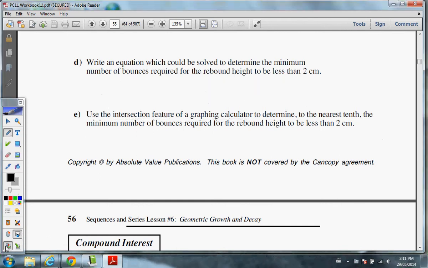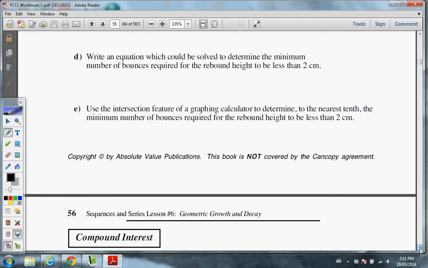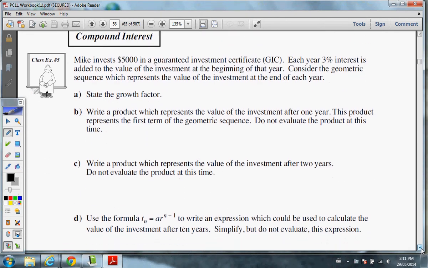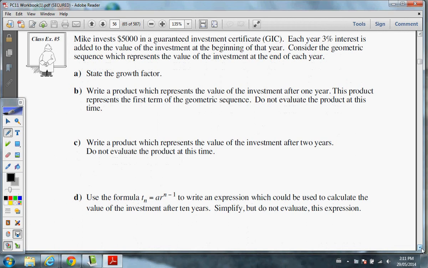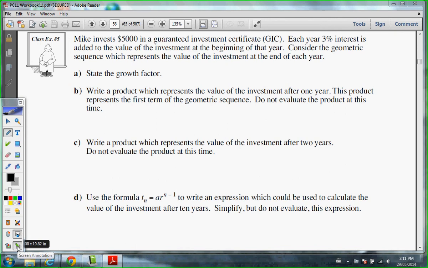Okay, now we're going to do the compound interest part. All right, so Mike invests $5,000 in a guaranteed investment certificate. Each year, 3% interest is added to the value of the investment at the beginning of that year. Consider the geometric sequence that represents the value of the investment at the end of each year. State the growth factor. Okay, so if it's 3% added, his growth factor is 1.03. Don't put 1.3, that's 30%.